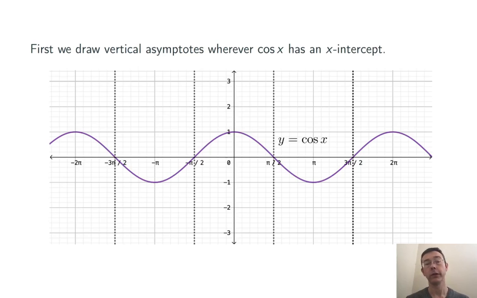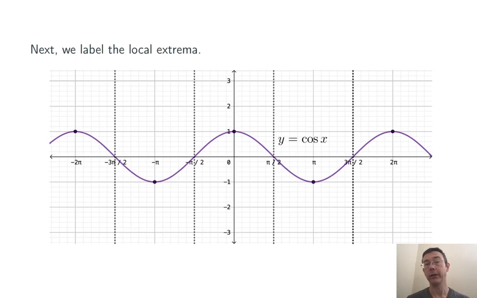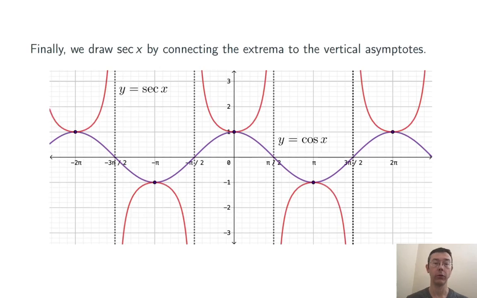Next, notice the local extrema. The local maxes at negative 2 pi, 0, 2 pi, and so on. And the local mins at negative pi, positive pi, and so on. Let's label those with points. Those are going to be the local extrema for the corresponding secant function. Now, I'm just going to connect the vertical asymptotes to those local extrema. What were local maxes for the cosine function are now local mins for the secant function, and vice versa.